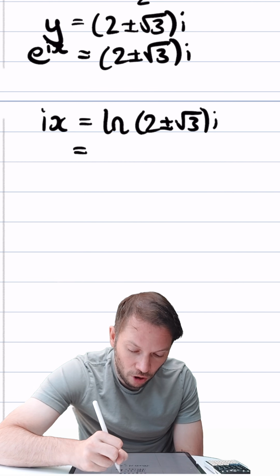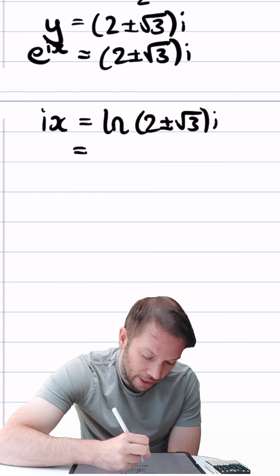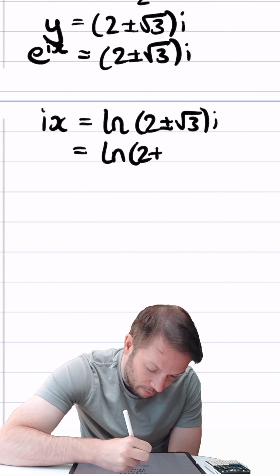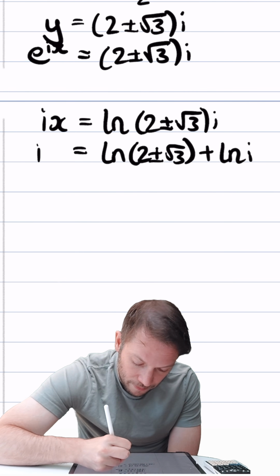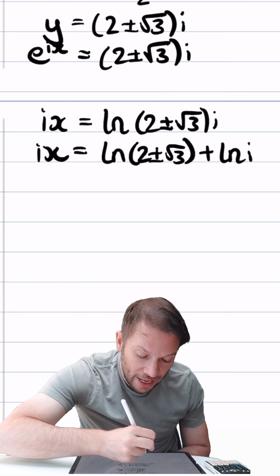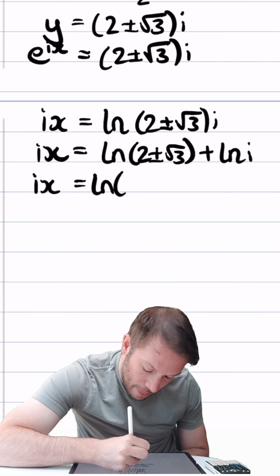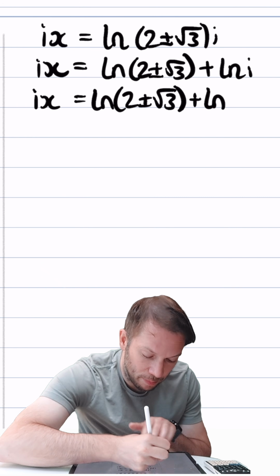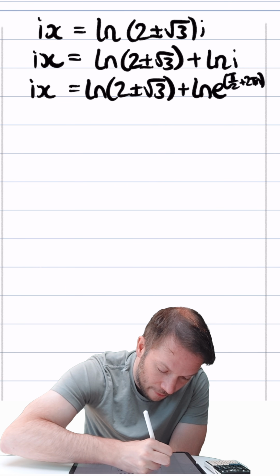Now, when we have a log of a product, so something times something, you can do log of the first thing plus log of the second thing. So we're going to get ln of 2 plus or minus root 3, plus ln i, like that. Now, earlier we had an expression for i. We said we could write it as e to the power of i(pi over 2 plus 2 pi n).